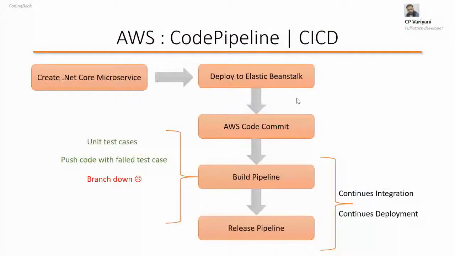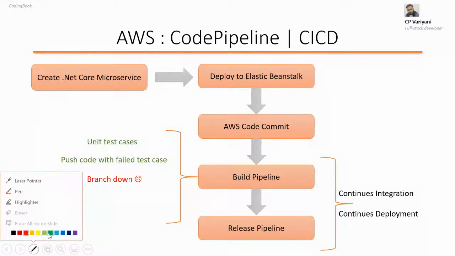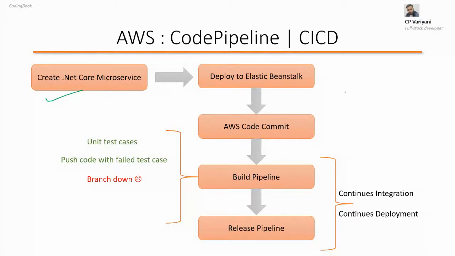At first, in part 1, we have seen what exactly our requirement is. In part 2, we created our .NET Core application and deployed it to Elastic Beanstalk, and that was the manual step. After that, in part 3, we pushed our code to AWS CodeCommit. So AWS CodeCommit is now acting as a repository for this application.